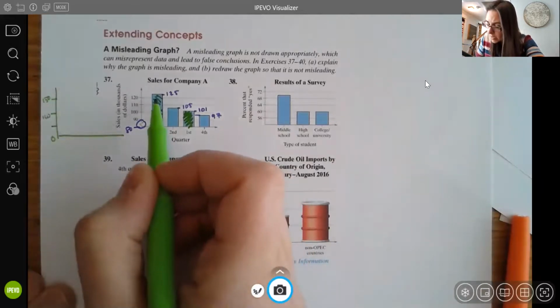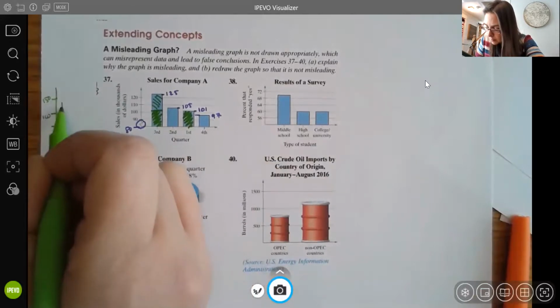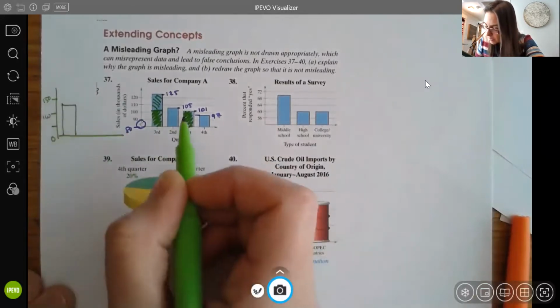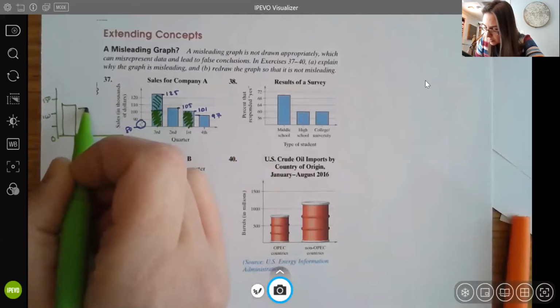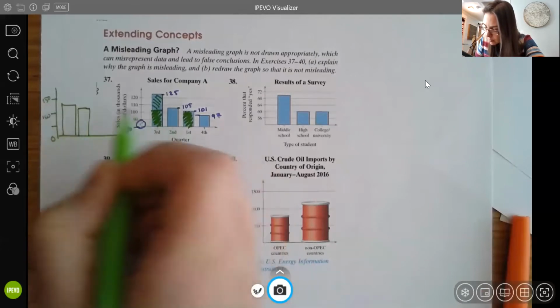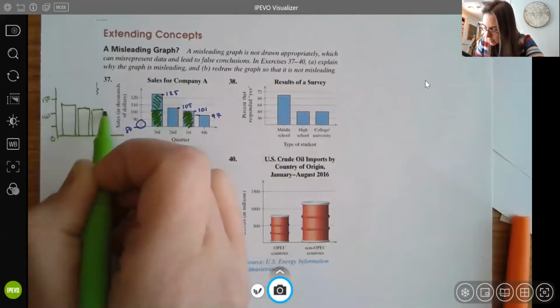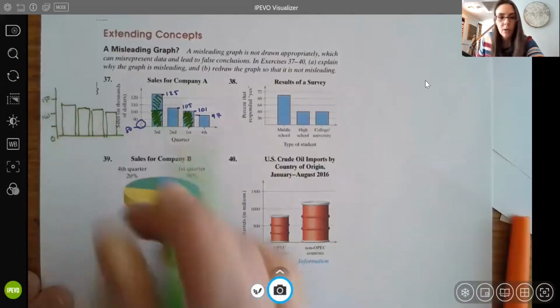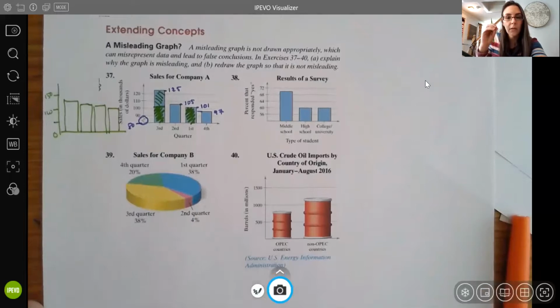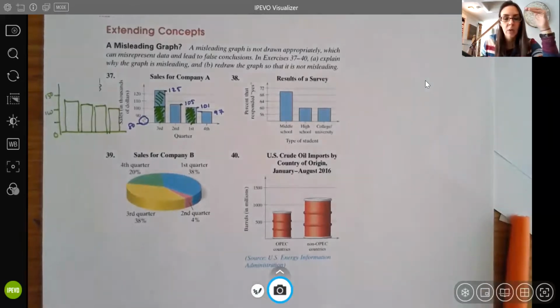So that first height should be something like this. That second height, that 105, is something like this. The 101 is going to be right there with it. And then the 97 is again right there. So those heights are really quite similar if we were to start at a zero axis like we should.